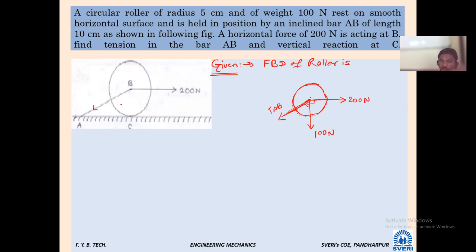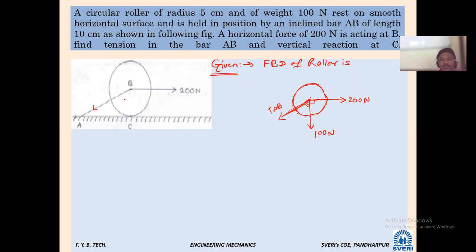That's why, if you assume a certain opposite direction and your answer comes negative, then you have to reverse the direction. It is not the case that if you are not able to find the direction, you assume whatever you want. Finally, if the answer comes positive, then your assumed direction is correct. If a certain force comes negative, that means you have to reverse your direction. So the choice is yours. You assume this direction or that direction randomly, and finally you can reverse it.